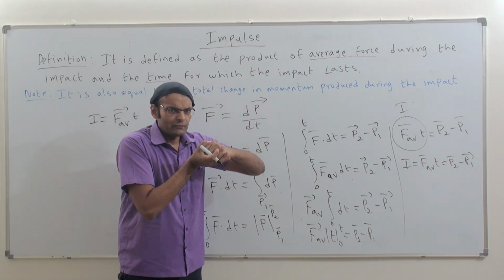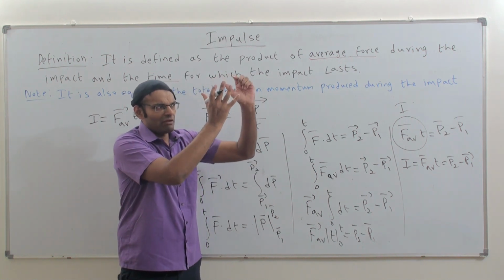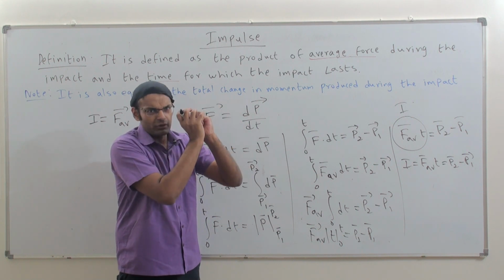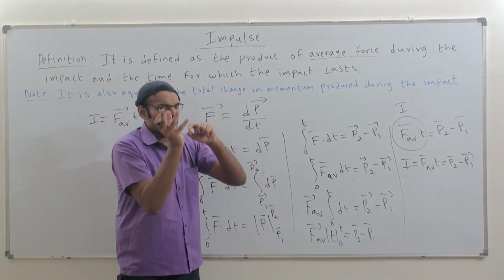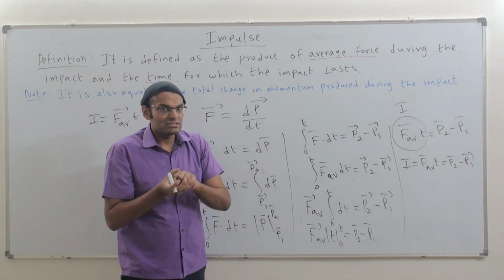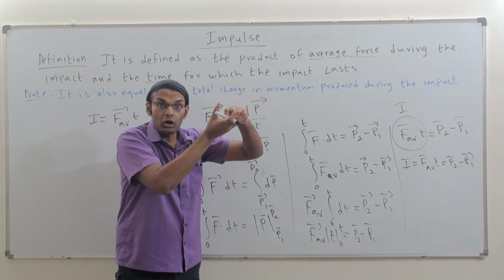So what do you see? You can clearly see the 100 grams ball is traveling at a velocity of 10 meters per second. I'm trying to stop it. I'm trying to catch it. What happens to the velocity when I catch it? It becomes 0. But why do they pull the hands? Because they are giving more time to the ball to come to rest.